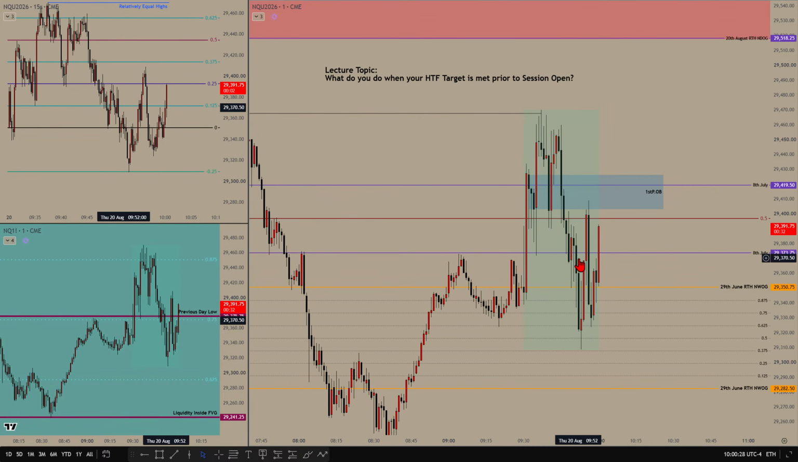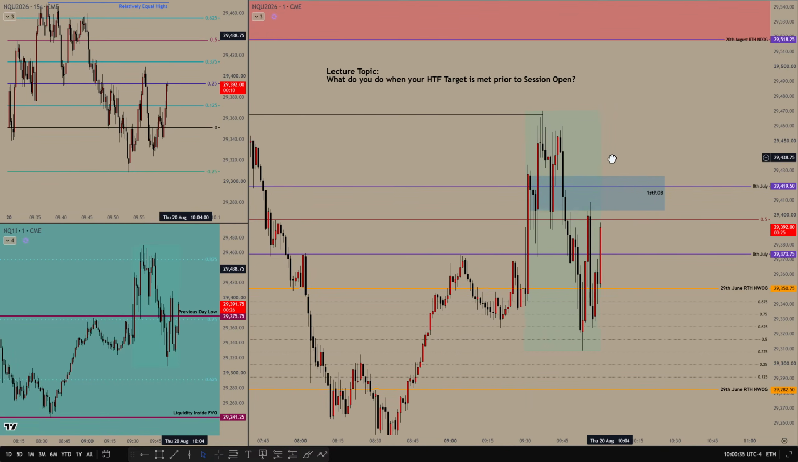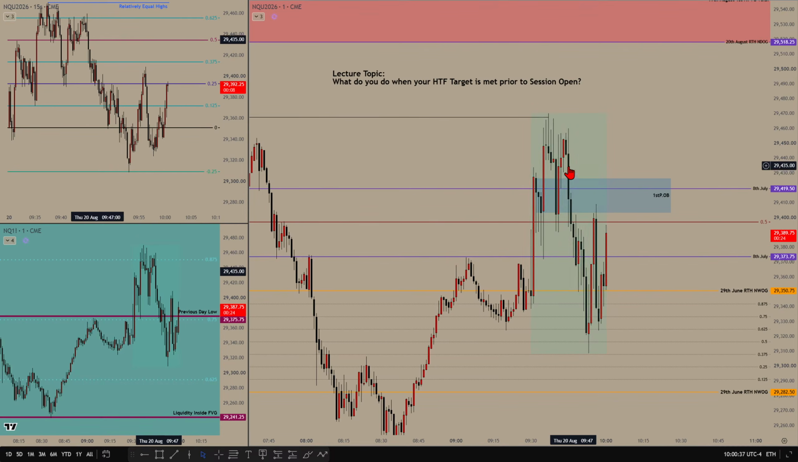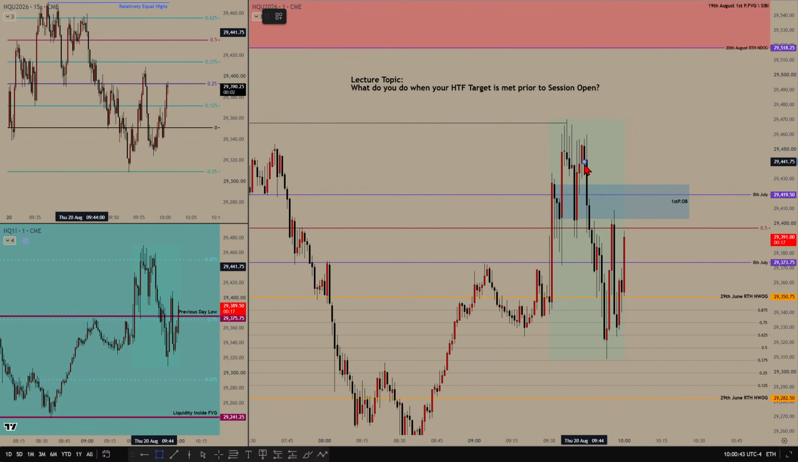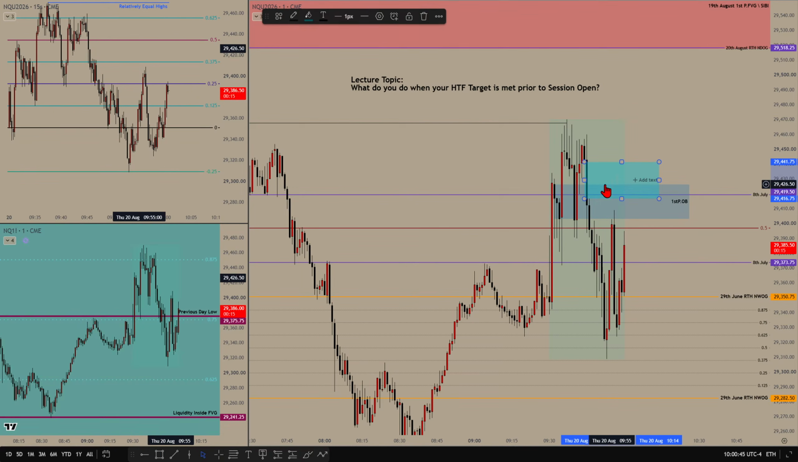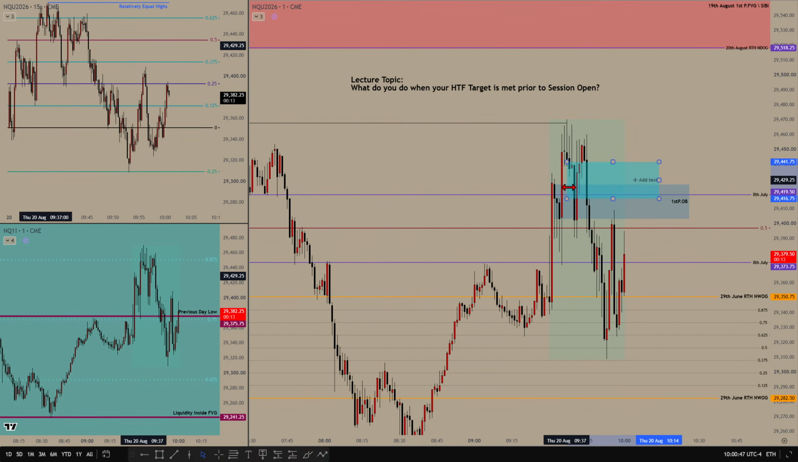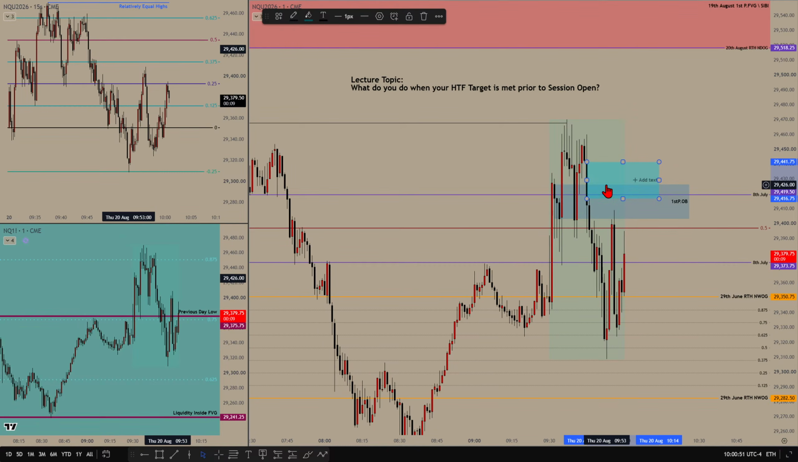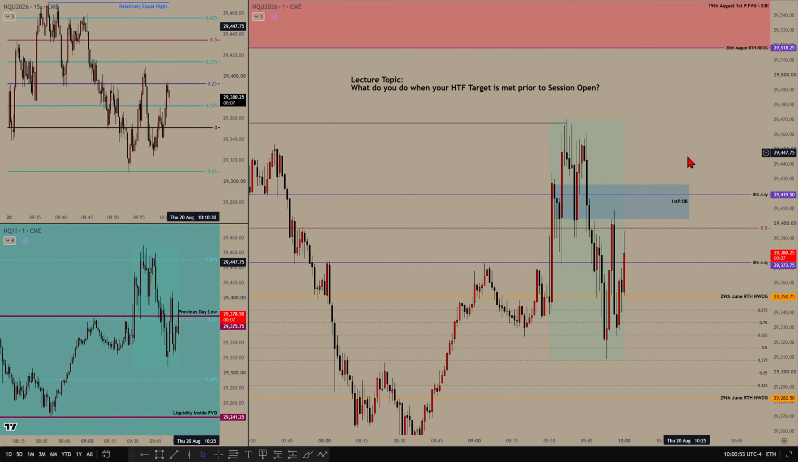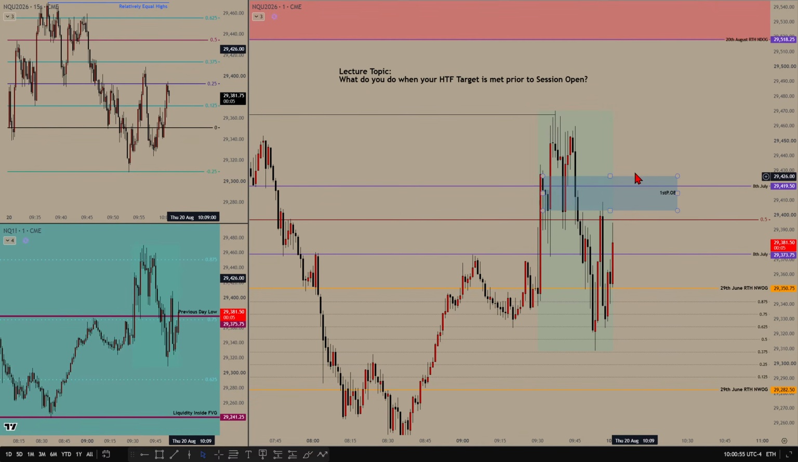9:46. No, I don't consider that because it's part of the consolidation. So I'm just not going to use it. If you see this as a first presented fair value gap, I can see where you're coming from, but to me it's part of the consolidation slash bounce price range. So I'm not going to use that. I'd rather use the order block.